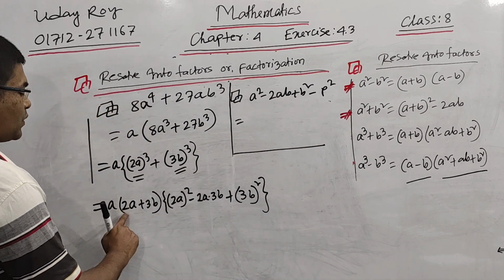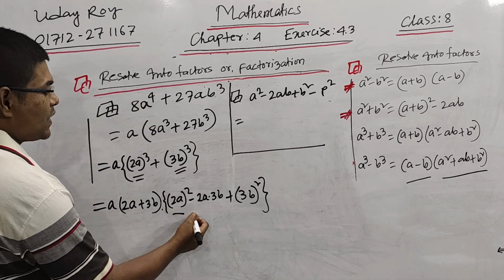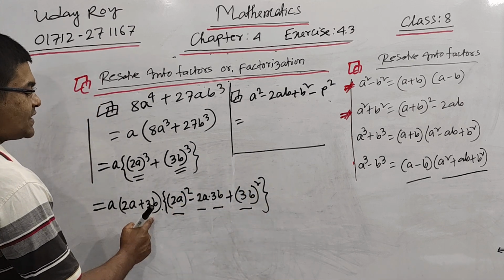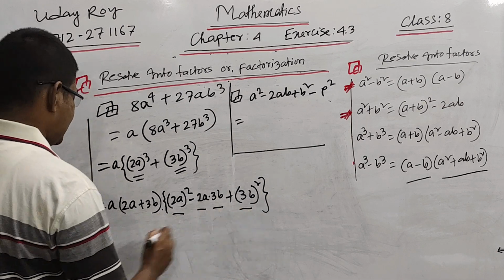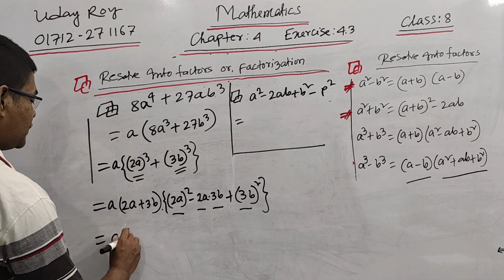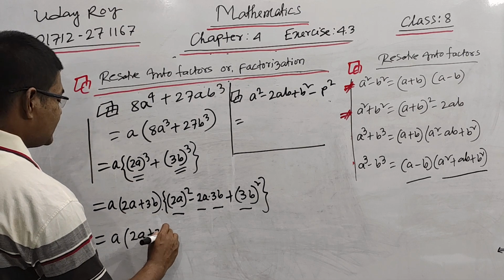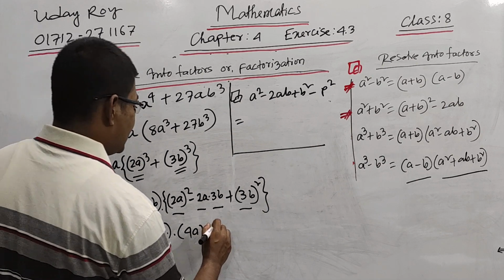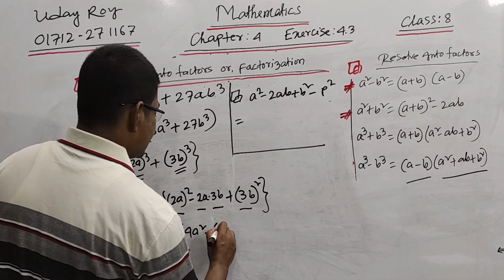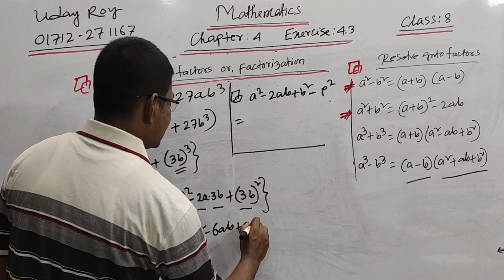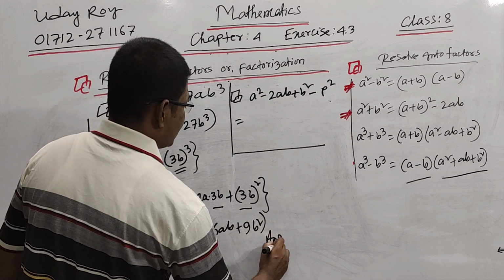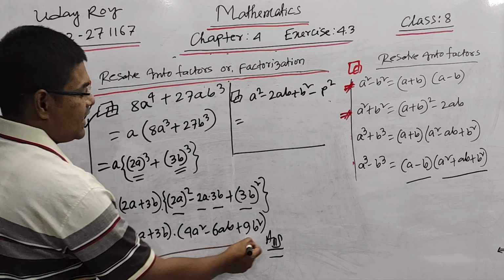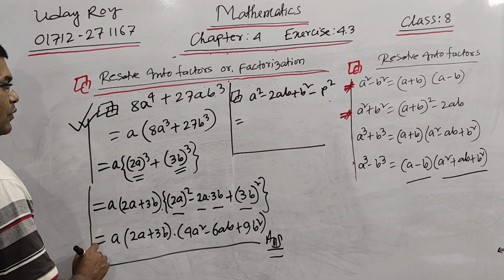We have got twice a plus thrice b into a square minus twice a into thrice b plus thrice b whole square. So a into twice a plus thrice b, and here is 4a square minus 3 into 2, 6ab plus 9b square. Okay, so we have got this maths, and this is the answer. So this is resolved into factors.